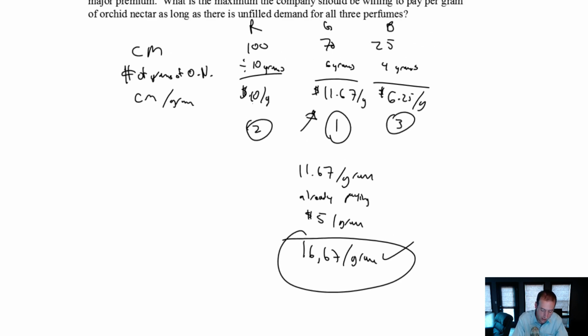For the red, it would be 10 plus 5, it would be 15. For the blue, it would be $11.25. So once I ran out of demand for green, I'd be paying $15 for a gram of red, and I'd be willing to pay $11.25, just adding 5 to both of those numbers, for a gram of blue.